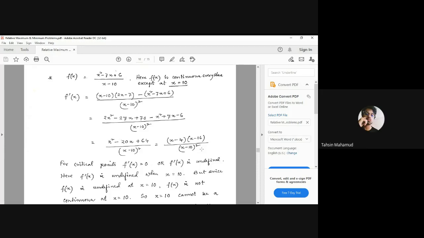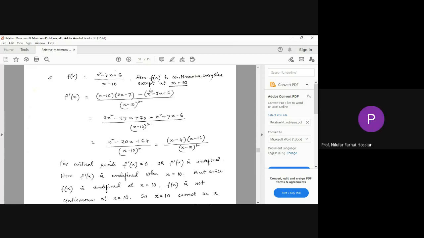Yes, miss. It's continuous. X is equal to 10 is a critical point. It's not stationary. That's it. No. It cannot be a critical point. If it is not continuous, then it cannot be. F x is not continuous.